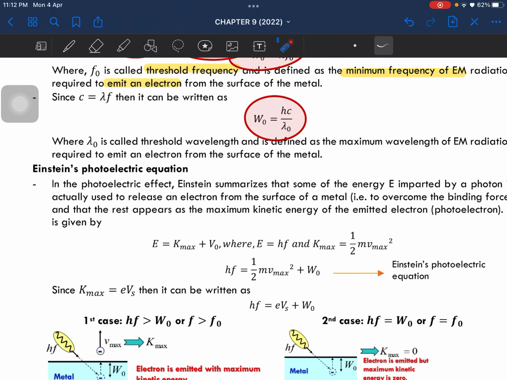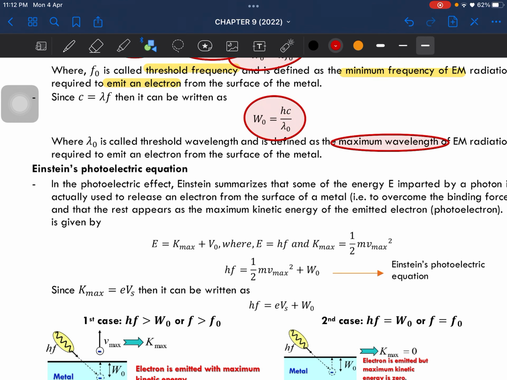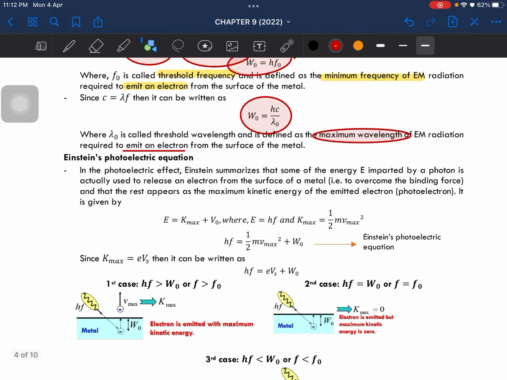This threshold wavelength, which is lambda naught, is defined as the maximum wavelength of the electromagnetic radiation required to emit an electron from the surface of the metal. So that is that.